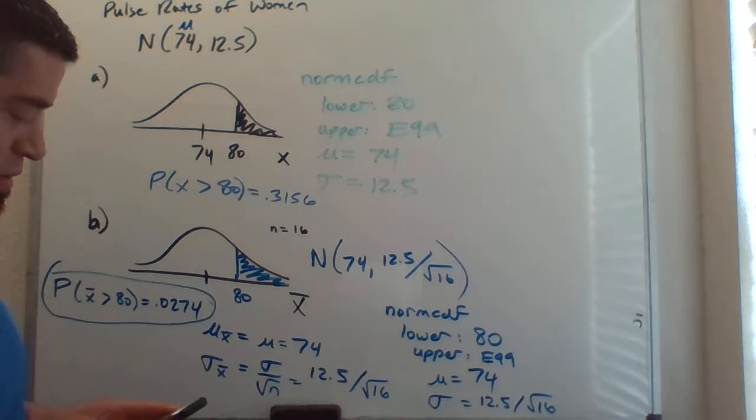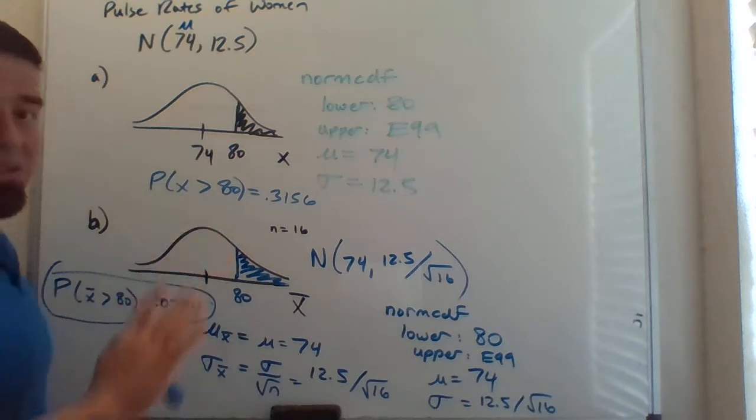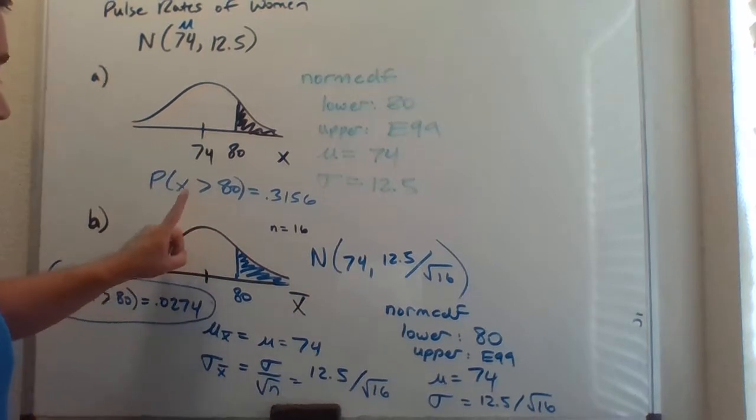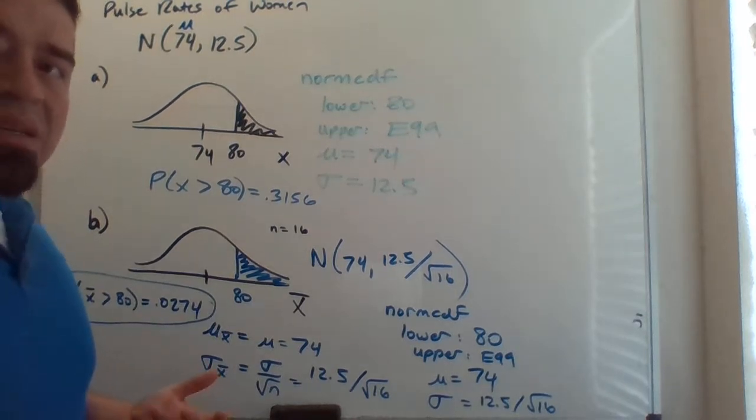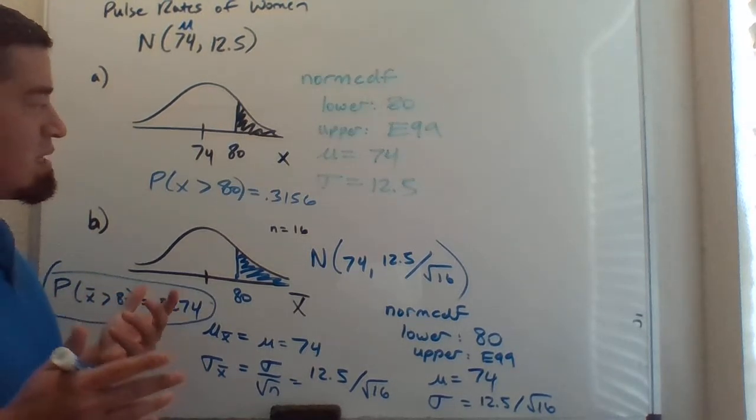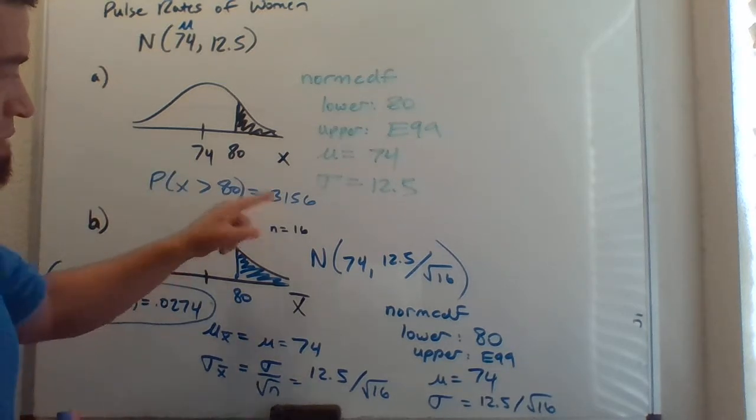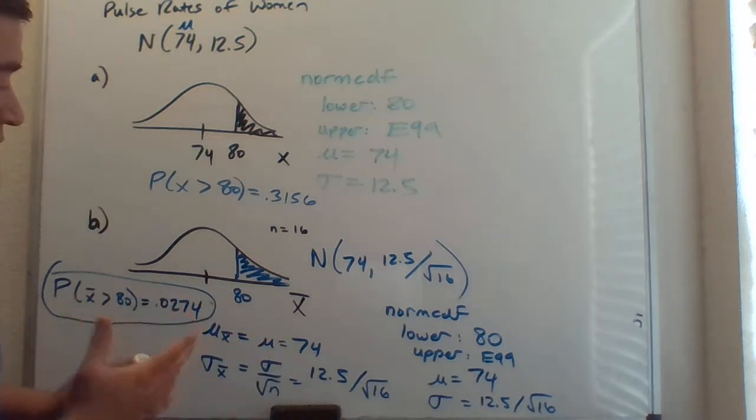Okay, this is close to 32%. So there's a big difference. But why? Why is there a difference? This is the probability that one individual, a female, has a pulse rate greater than 80, which you would probably consider a pretty good chance. But now you get 16 individuals. The probability that you get 16 individuals with a mean pulse rate of greater than 80 is not that high, because now you're talking about a group of 16.